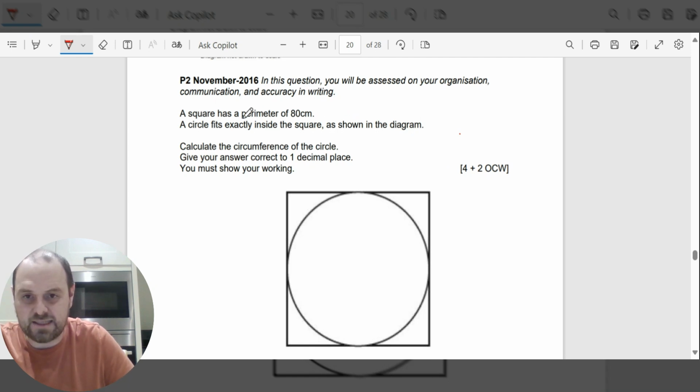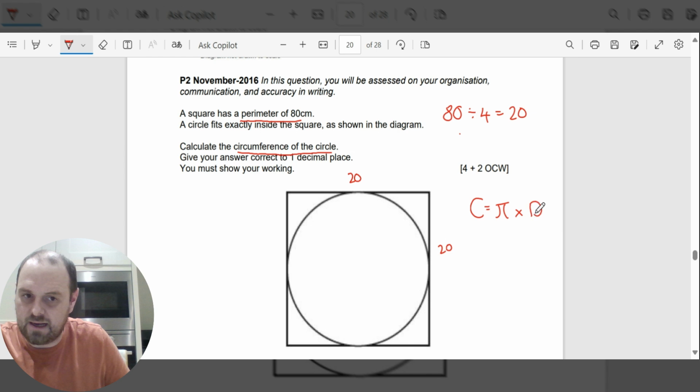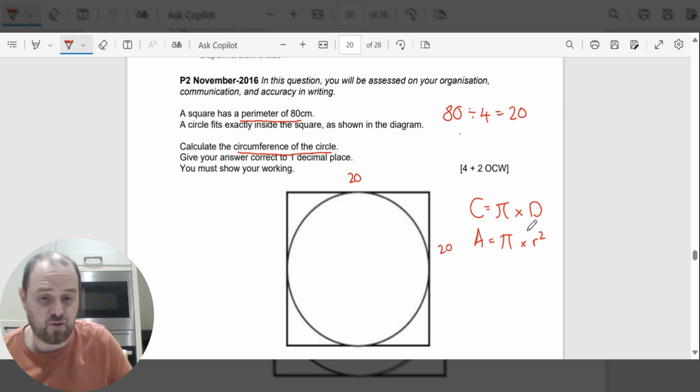A square has a perimeter of 80. All the way around the square is 80. Because it's a perimeter of 80, I can divide it by 4 to work out that each side is 20. However, the question says, what is the circumference of the circle? Well, in the last video, yesterday's video, we were using that area is pi times radius squared. But actually, for the circumference of the circle, for how far it is around the circle, it's pi times the diameter.